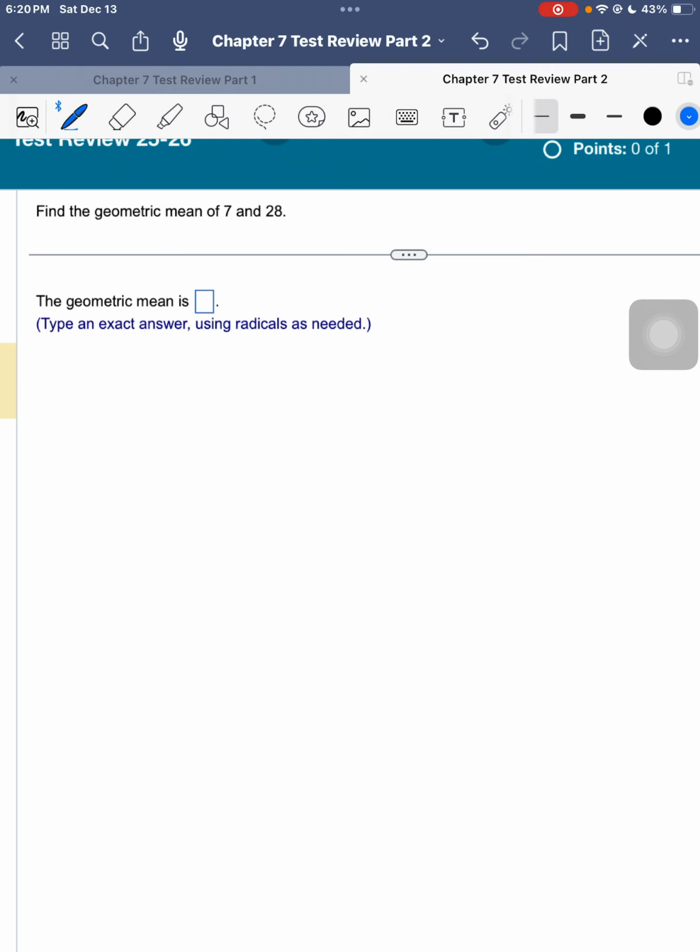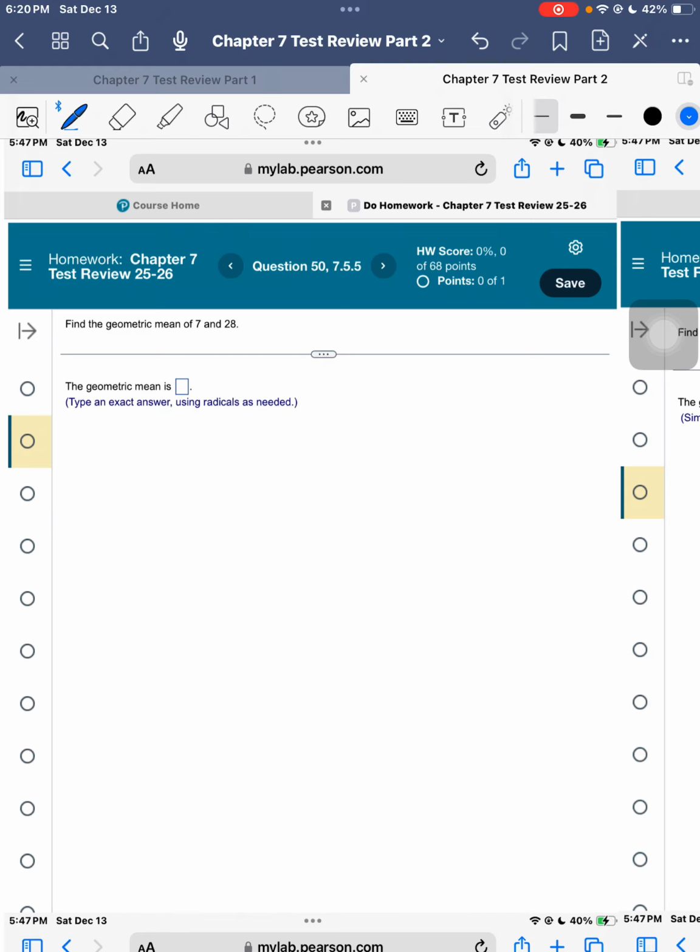Alright, so let's start the Chapter 7 test review part 2. And I see the little red dot on the top is on, so we're good. So let's start with question number 50. Find the geometric mean of 7 and 28.